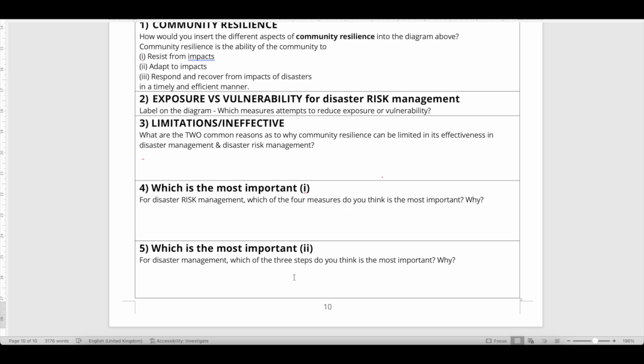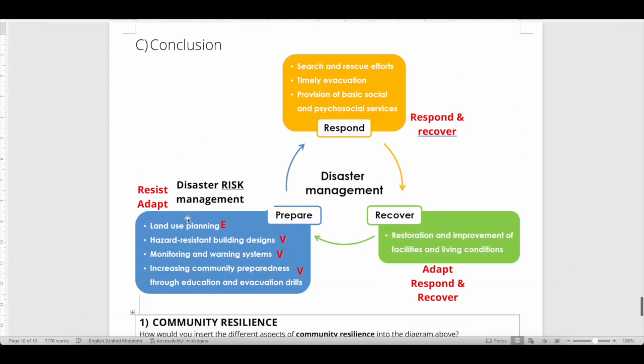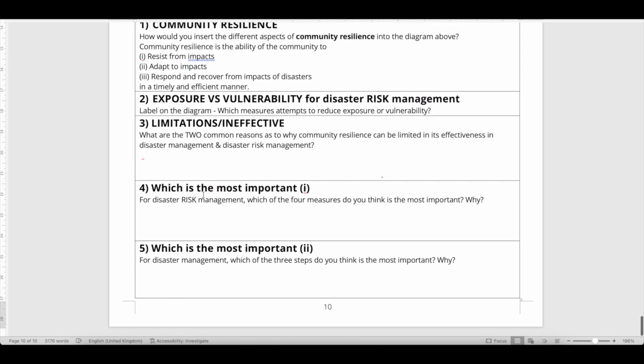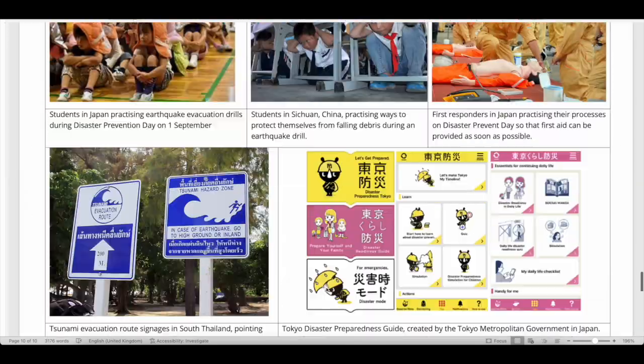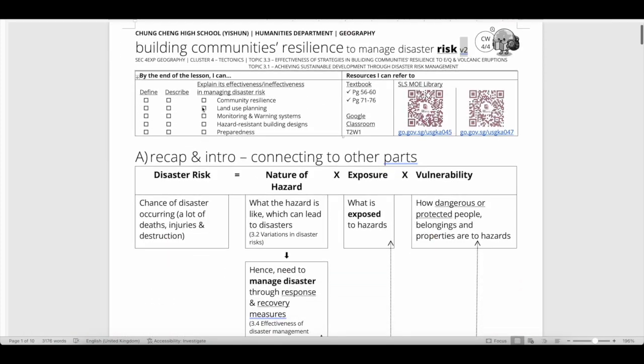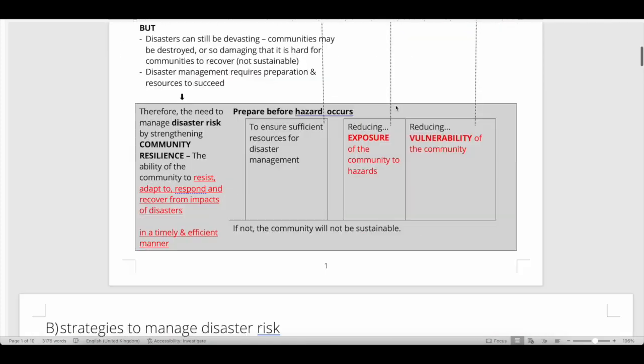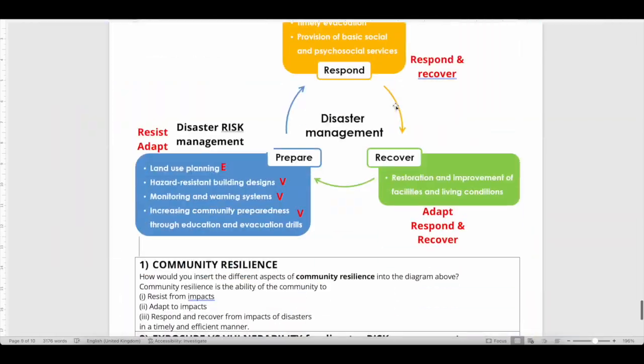But I'm more than happy to hear your point of view, which do you think is the most important. So for disaster risk management among here, which do you think is the most important? That is for question 4. Question 5 will be all 3 steps: prepare, respond, recover. Among these 3 steps, which do you think is the most important and why? If you're not sure what are the possible logic to use, I'll give you a hint. In the next part of the lesson, we are going to talk about essay, and in essay, we're going to talk about how we evaluate different factors. I hope you better understand the different measures that we do to build community resilience to manage disaster risk. And with that, we have more or less finished this topic of tectonics.